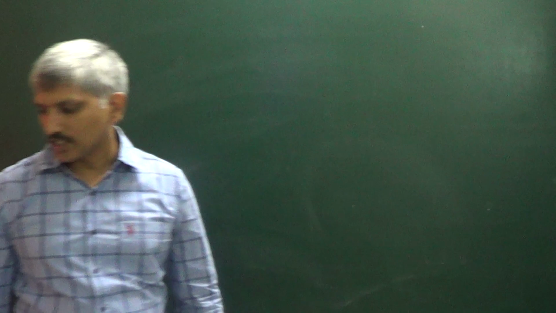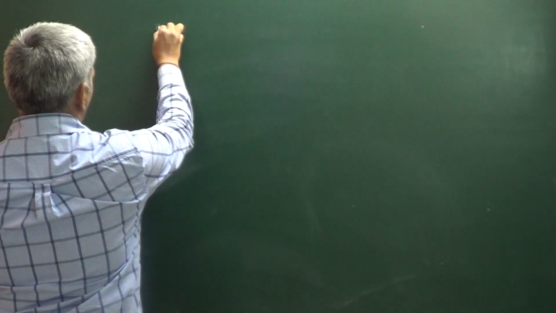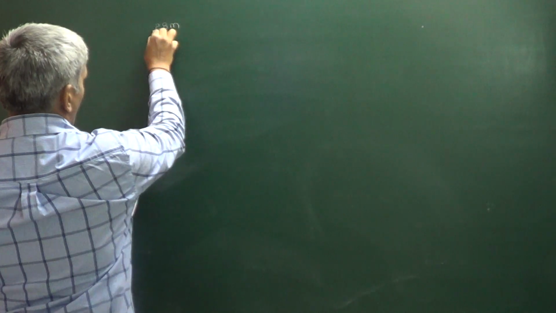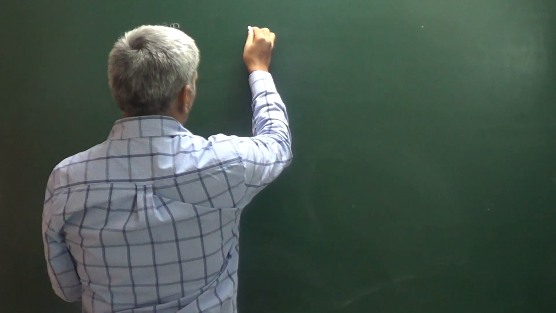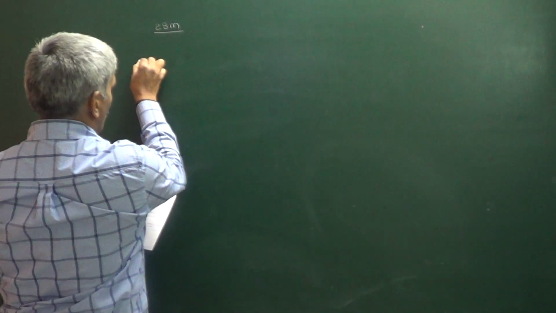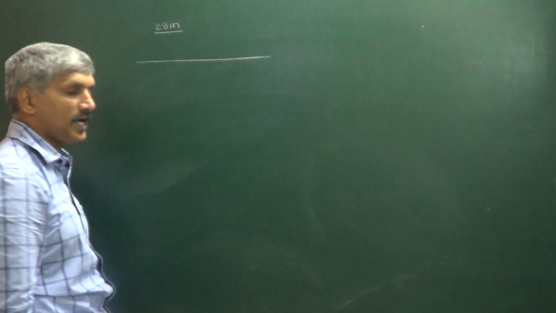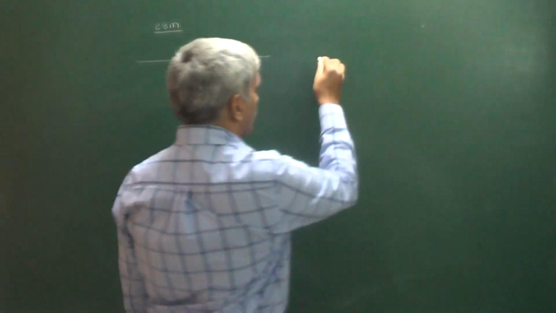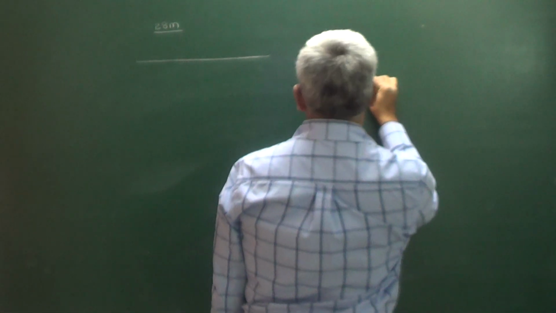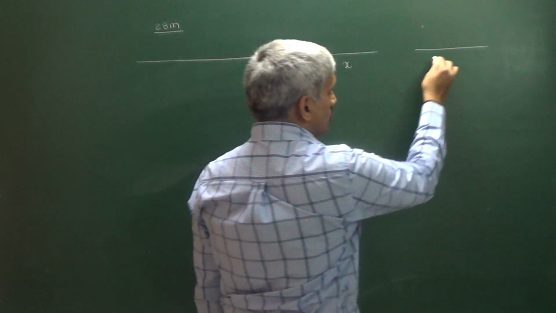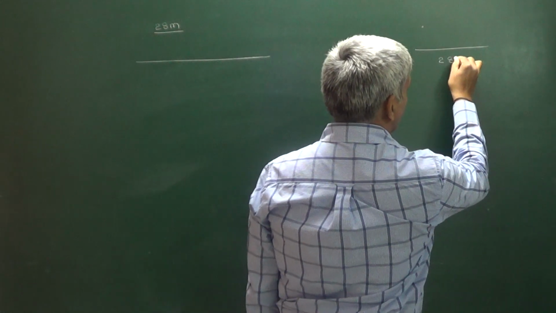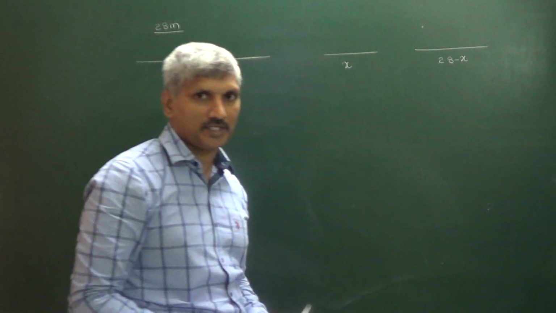So there is another question he is asking like this. A wire of length 28 meters we have to cut into two pieces. Now this is the wire of length 28 meters that we have to cut into two pieces. This is one piece and this is another piece. If I assume one piece length is equal to x, no doubt the other piece length must be 28 minus x.